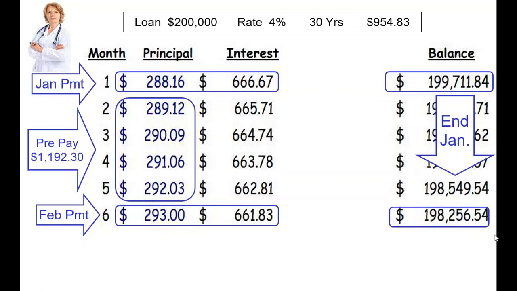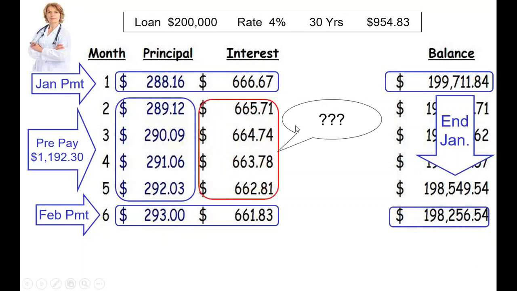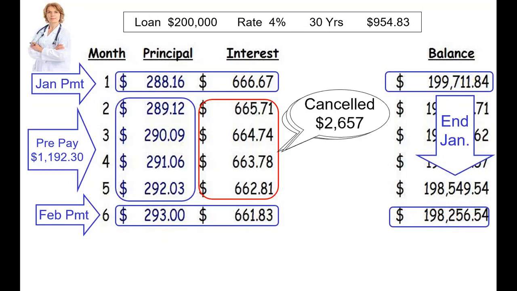So my friends, I have a question for you. What happened to these four principal amounts? What happened to that money? Did the lender ever receive that money? No, they did not. They were scheduled to receive it, but we preempted it because we prepaid $1,192. So what happened to that? We call this cancellation of interest. We canceled paying that interest.